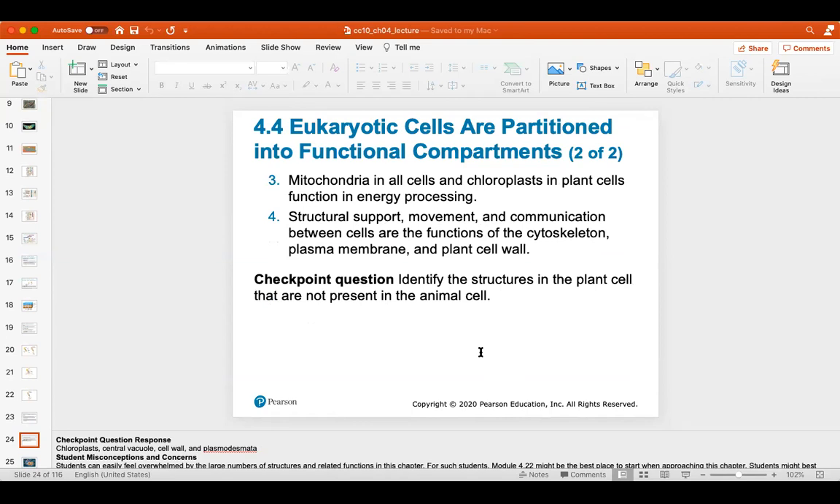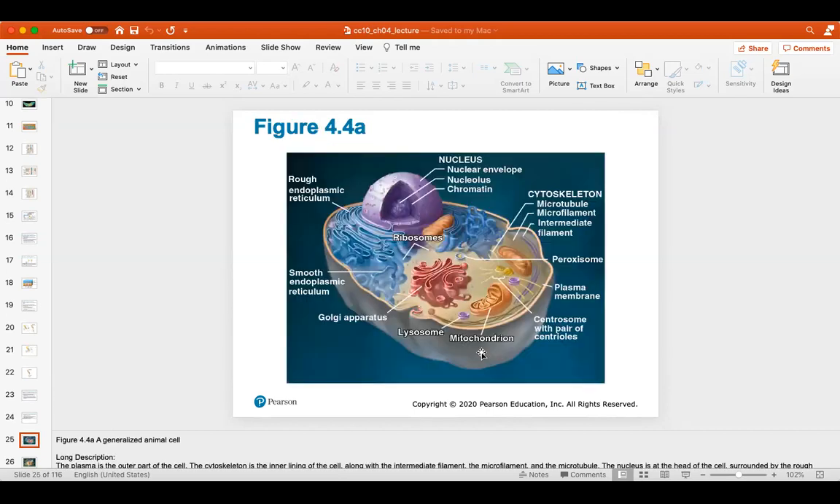For a checkpoint, ask yourself which structures in the plant cell are not present in the animal cell. So here we have a look at a generalized animal cell, and that checkpoint question we'll kind of answer as we go through this PowerPoint. We'll talk about a typical animal cell.